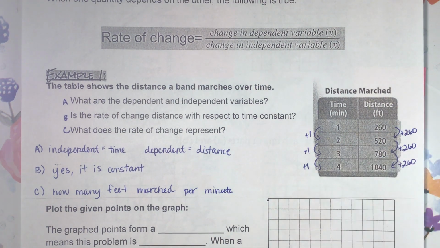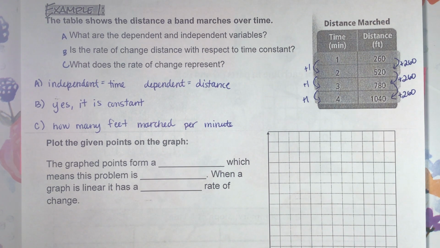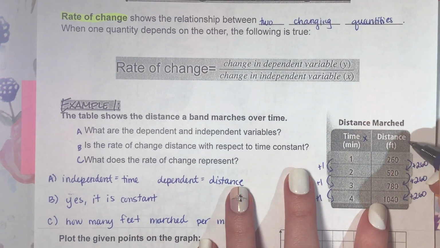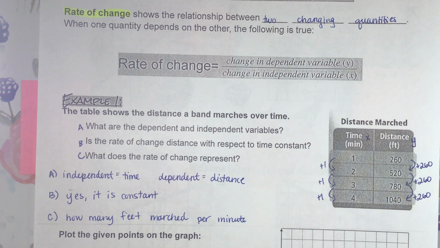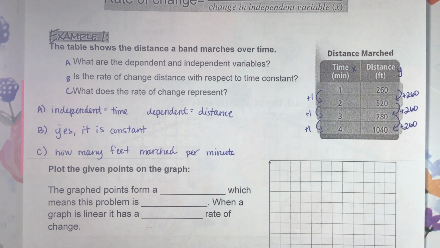All right, so now we're continuing in the same example, and we're going to take it a step further. It says plot the given points on the graph. Okay, so our coordinates are right here. Remember, this represents x and y, so I can put that up here just so you can see it. So I have a 1 and 260, 2 and 520, 3 and 780, and so on and so forth. So I need to label my graph in a way to where I can fit this stuff on there. On the bottom is going to be time, so I'm just going to write that right here. And I'm going to say every 2 is 1 minute. So 1, 2, 3, 4.